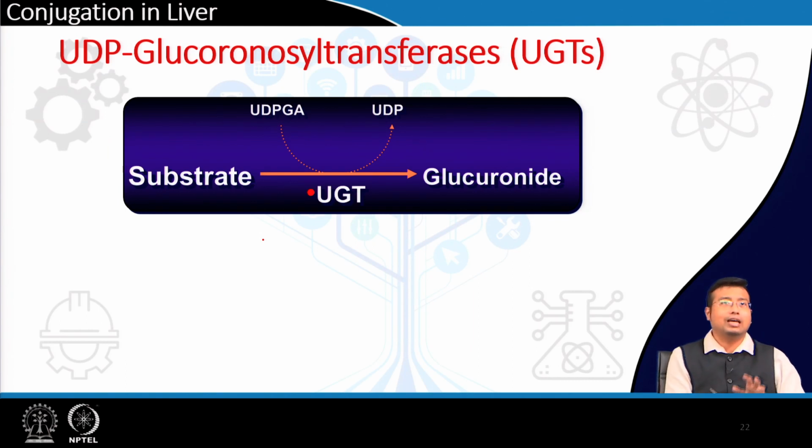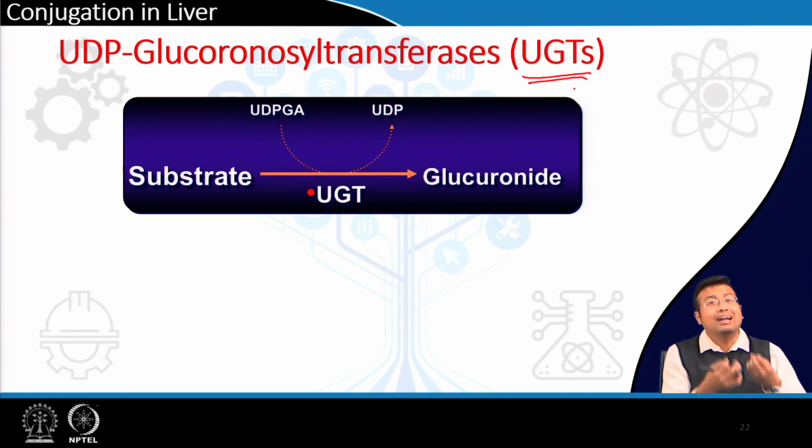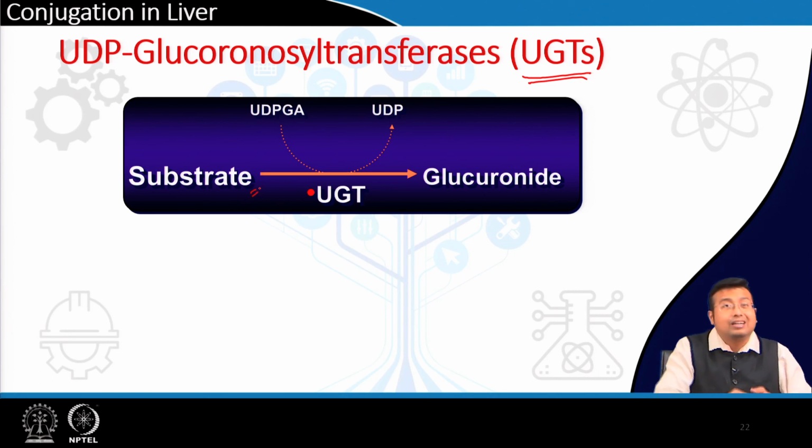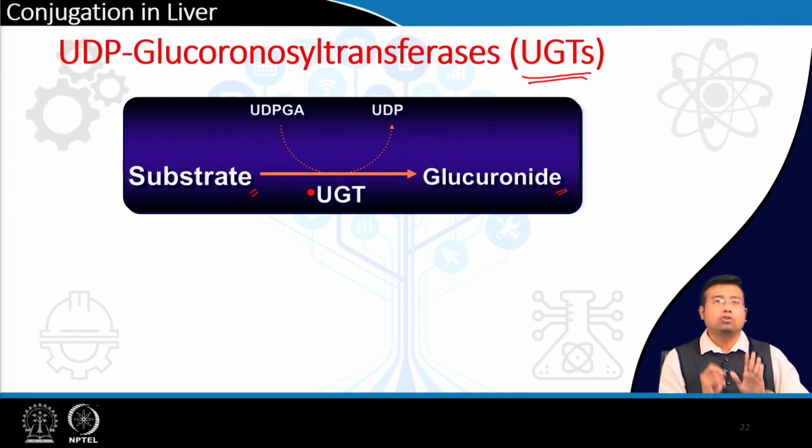It happens with the help of UDP-glucuronosyltransferase or UDP-glucuronyltransferase, it is one and the same, abbreviated as UGTs. It is generally a group of enzymes that has multiple isoenzymes, multiple isoforms, which act on multiple substrates to convert them to their corresponding glucuronide form. The mechanism is common to all.